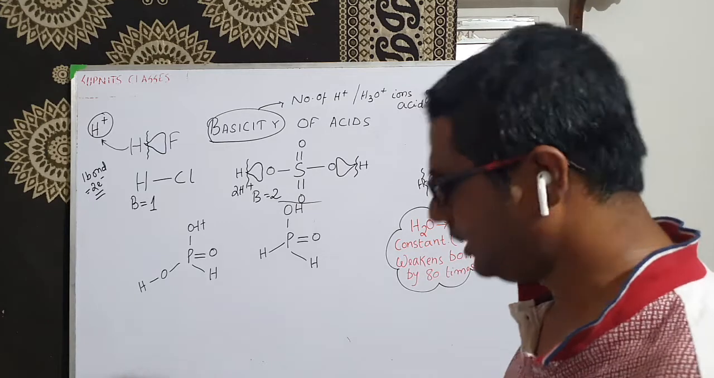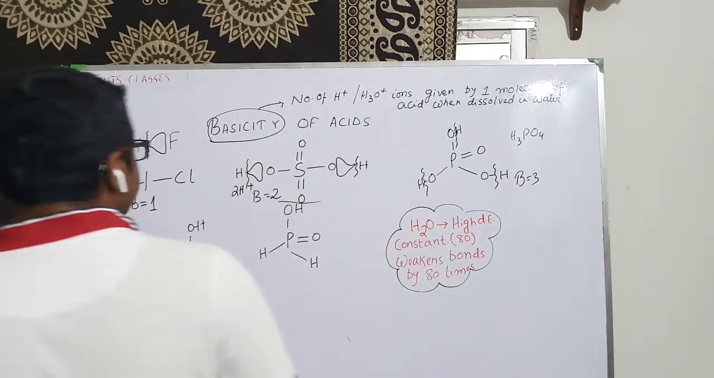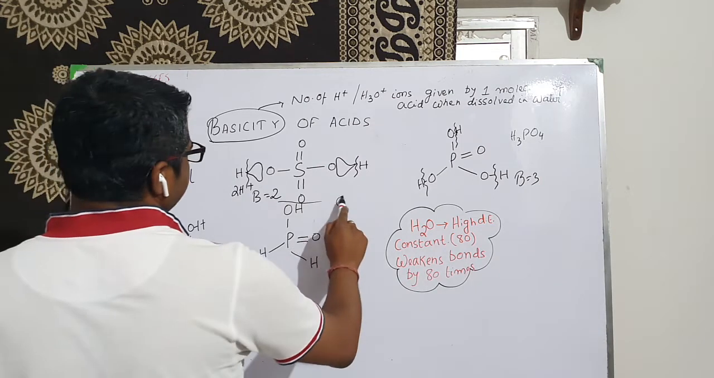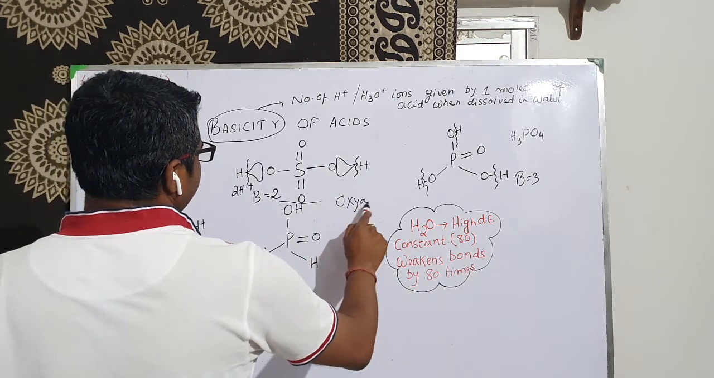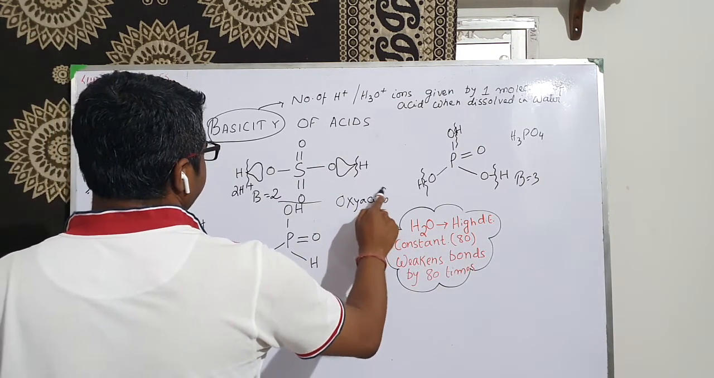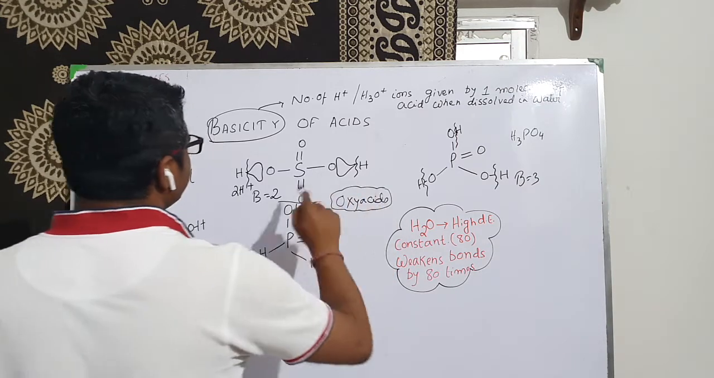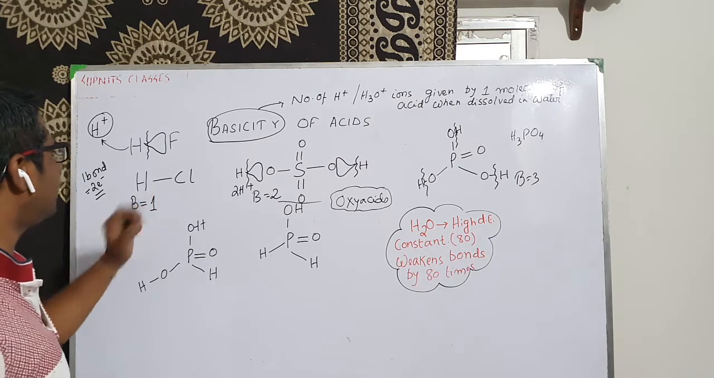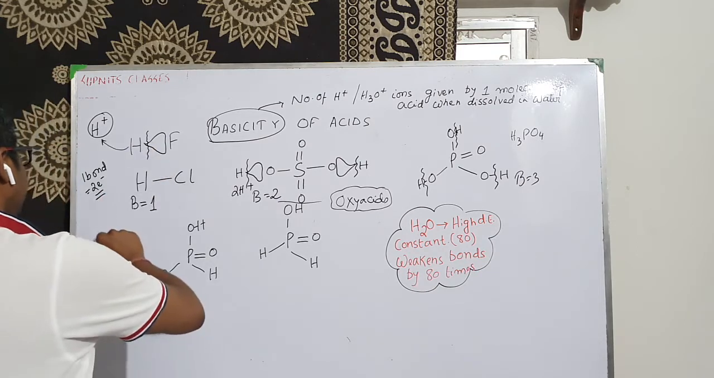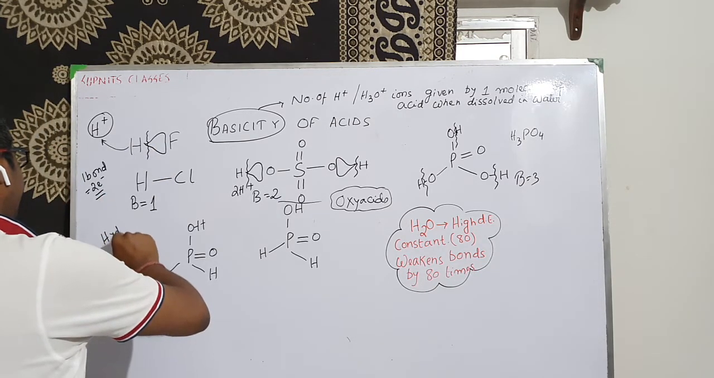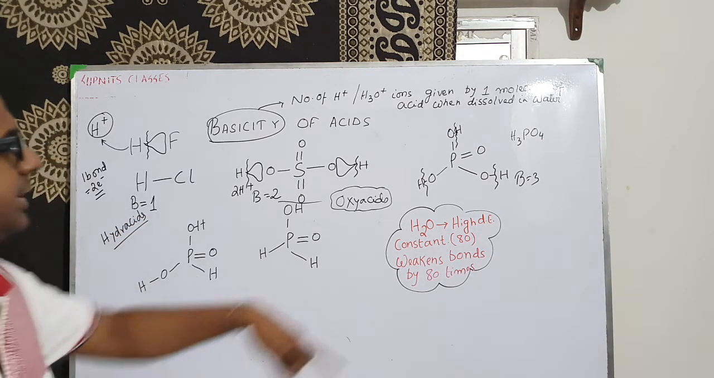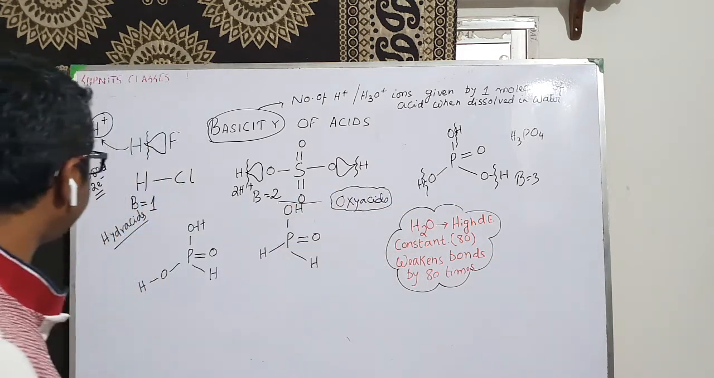So you can see these kinds of acids are called basically oxyacids. Oxyacids. Wherever there are OH groups in acids, it will be called oxyacids. If there are no OH groups like this, these are called hydracids. Okay? So basicity is 3 over here. What do you think? What will be the basicity?